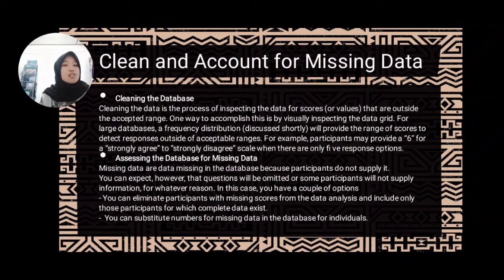And the second, assessing the database for missing data. Missing data are data missing in the database because participants do not supply it. You can expect, however, that questions will be omitted or some participants will not supply information for whatever reason. In this case, you have a couple of options. You can eliminate participants with missing scores from the data analysis and include only those participants for which complete data exists. Or you can substitute a number for missing data in the database for individuals.